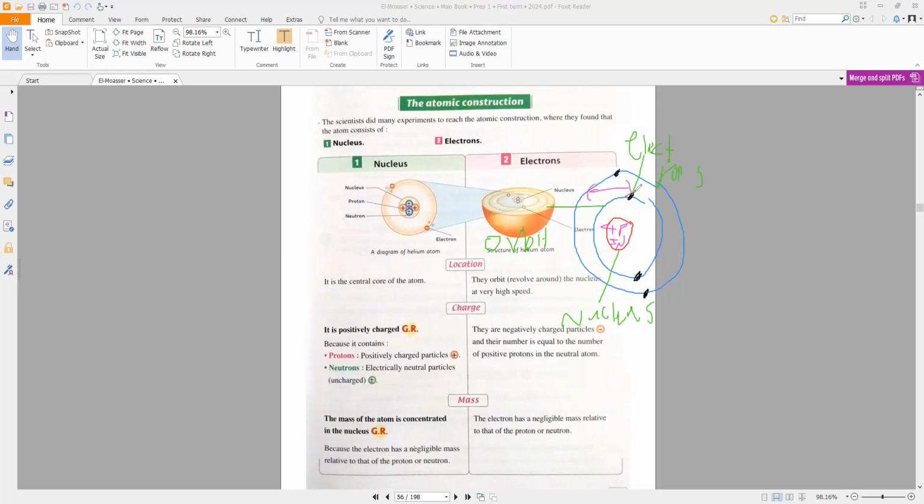The number of electrons that revolve around the nucleus equals the number of protons in the ordinary state, or in the neutral atom. This is the structure of the atom, and the mass of the atom is concentrated in the nucleus. Why? Because the mass of electrons is very small relative to the mass of protons and neutrons, so we can neglect it.